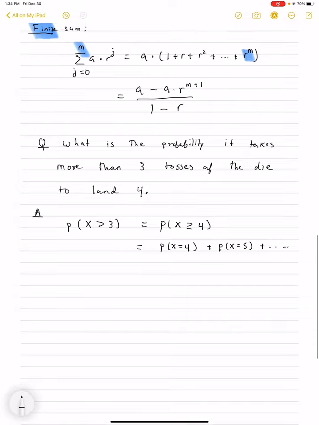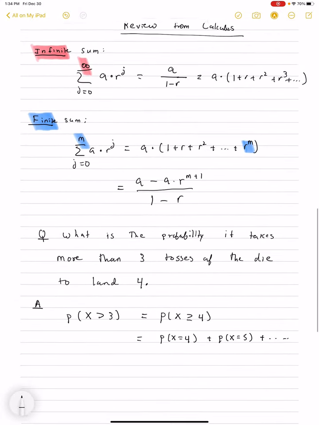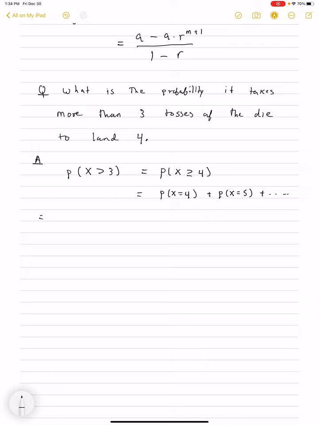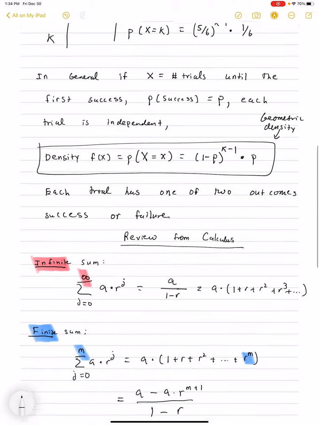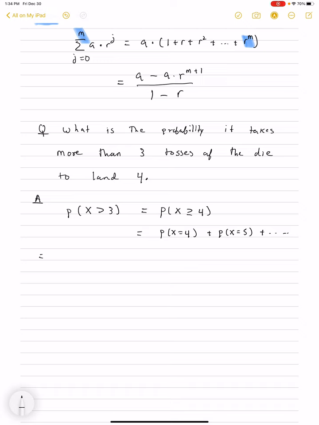So I kind of gave it away. We're going to use that infinite sum formula. But first, let's calculate each of these probabilities. Each of these probabilities is given by this geometric density, and p is equal to 1/6 here. Okay, so P(x equals 4) will be (5/6) cubed, that's 1 minus p, with 3 failures and 1 success. Then P(x equals 5) will be 4 failures and 1 success, and so on.